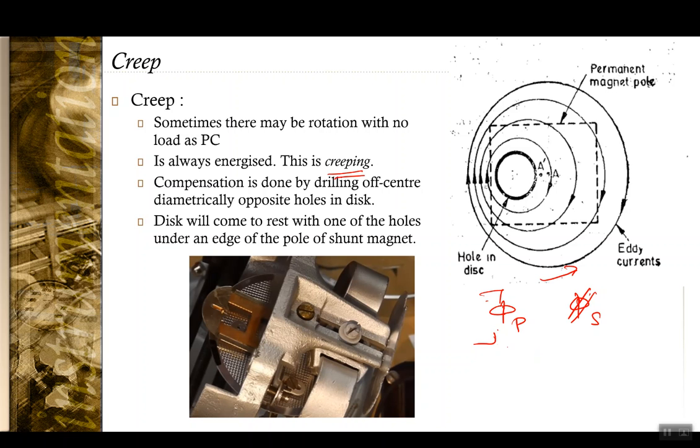And this is compensated by drilling off-center holes in the rotating aluminum disc, and whenever this hole comes directly below one of the poles of the shunt magnet, the rotation stops. So here you have the compensation for creep. You have a hole here in the aluminum disc.